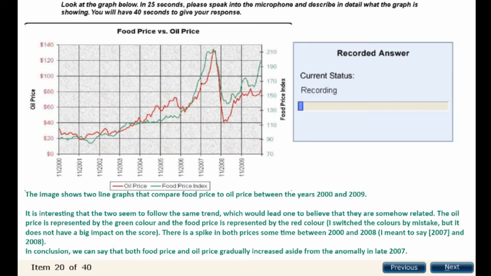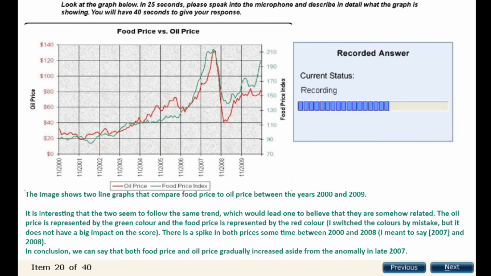The image shows 2 line graphs that compare food price to oil price between the years of 2000 and 2009. It is interesting that the two seem to follow the same trend, which would lead one to believe that they are somehow related. The oil price is represented by the green color and the food price is represented by the red color. There is a spike in both prices sometime between 2000 and 2008.